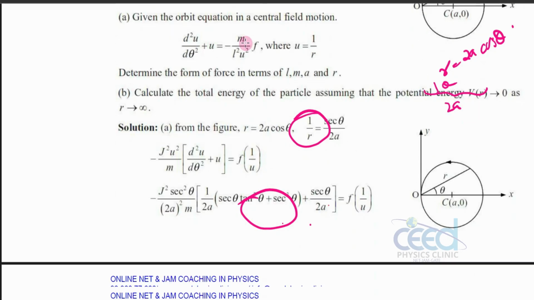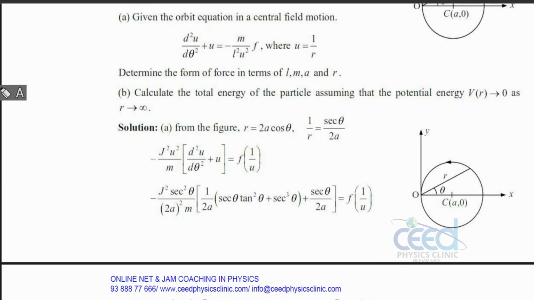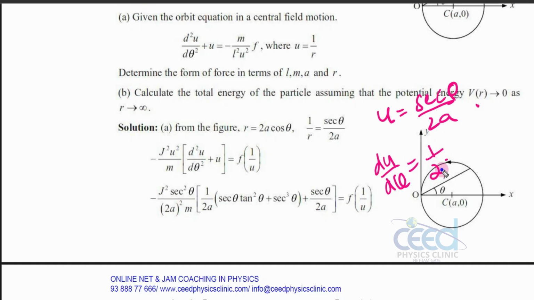Now we make it into another form. See, this is our equation, minus j square u square by m, d square u by d theta square plus u, equal to f of 1 by u. Now we can substitute that value. See, what is our 1 by r, right? 1 by r is equal to u is equal to sec theta by 2a. Now what is du by d theta? du by d theta is 1 by 2a sec theta, on differentiation, sec theta tan theta, right, with respect to theta.